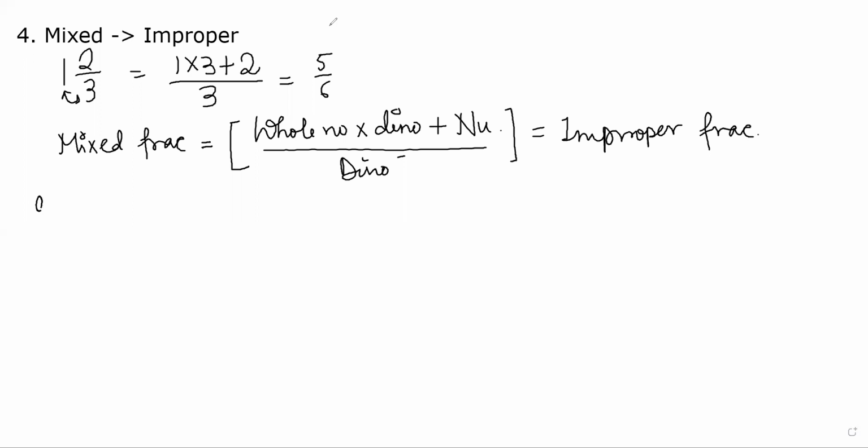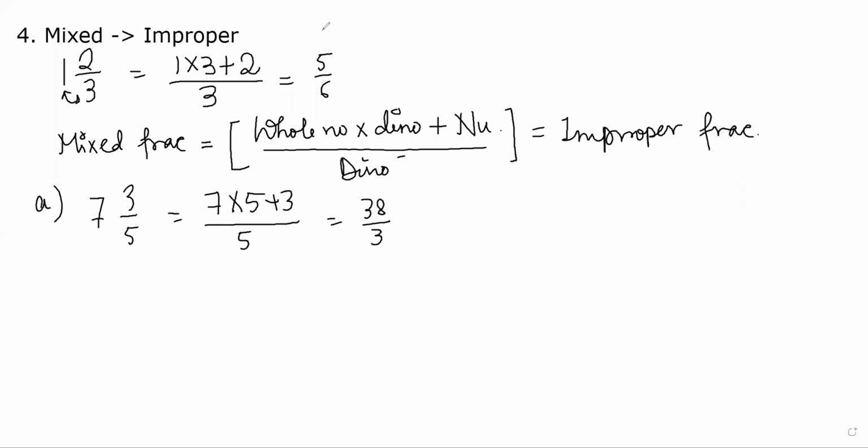Next example, question number A. I'm just showing two sums. The rest of the sums you should try by yourself at home. 7 whole 3 by 5. So what is the process? 7 into 5 plus 3, over 5. That means 38 by 5.